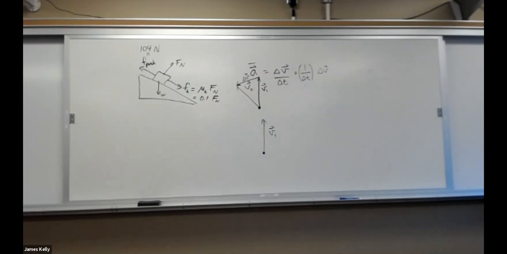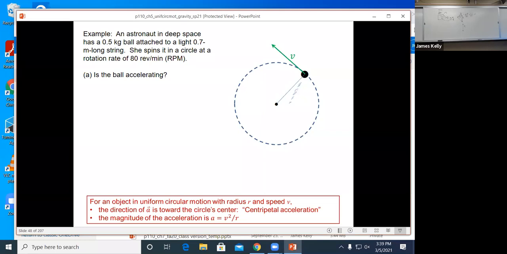And let's look at the numbers that are given. It's a half kilogram, unlike my mass, half kilogram is pretty hefty. Half kilogram ball attached to a 0.7 meter long string, a little bit less than a meter, right? She spins it in a circle at 80 revolutions per minute. You may have heard of RPMs before. That stands for revolutions per minute. That means in 1 minute, it goes around 80 times, 80 complete revolutions per minute. The first question is just, is the ball accelerating during this process?